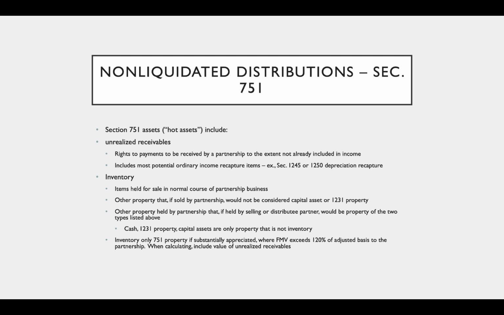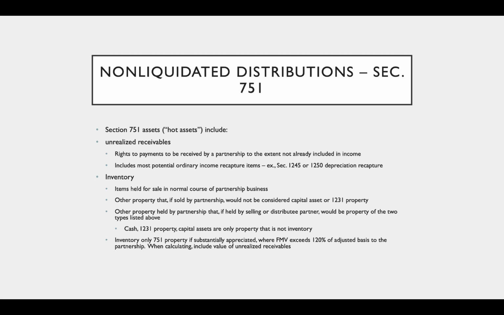But the definition of unrealized receivables and inventory for this section's purposes is much more broad than what we're thinking of right now. Unrealized receivables are defined as the right to payment to be received by a partnership to the extent it is not already included in income. So that's probably the definition we think of. That's what I just said. But it also includes most potential ordinary income recapture items. So remember Section 1245 and 1250 depreciation recapture require recognition of ordinary income if I have taken depreciation on certain assets and the gain is attributable to that depreciation. So those are also going to be considered 751 assets.